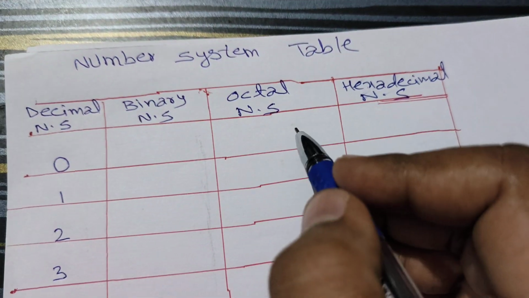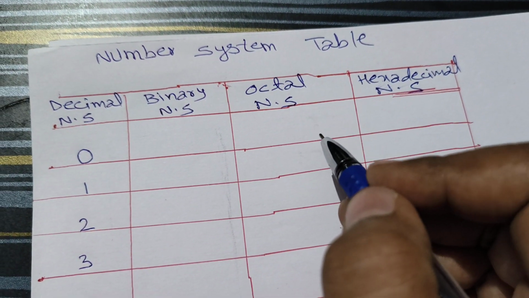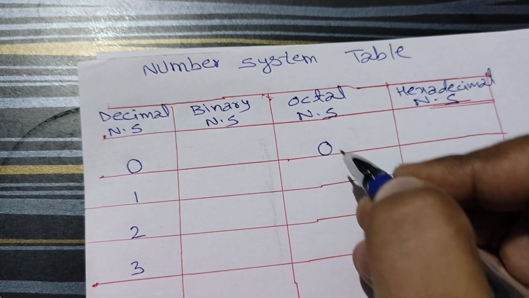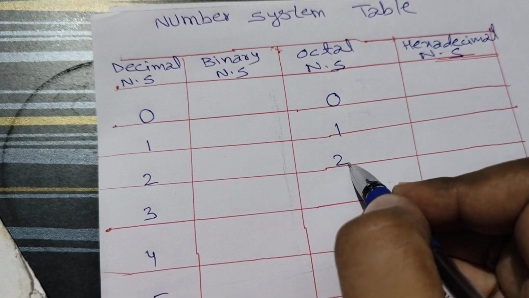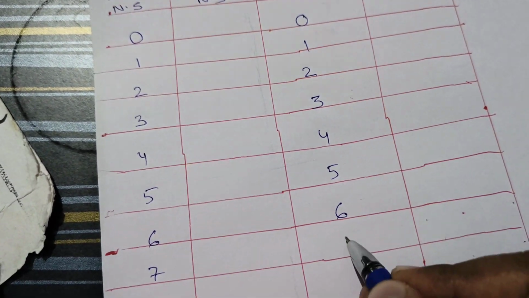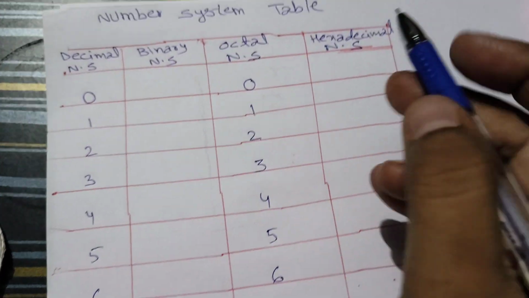Octal number system, it has 8 digits which starts from 0 to 7. So here I am writing 0, 1, 2, 3, 4, 5, 6 and it is 7.